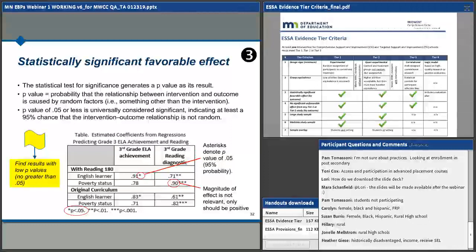And finally, this lowest p-value is even more significant. It's a p-value of 0.001. 1 minus 0.001 is 99.9%, right? So there's a 99.9% chance that this relationship here is not random, the relationship between Reading 180 poverty status and third grade reading diagnostic.